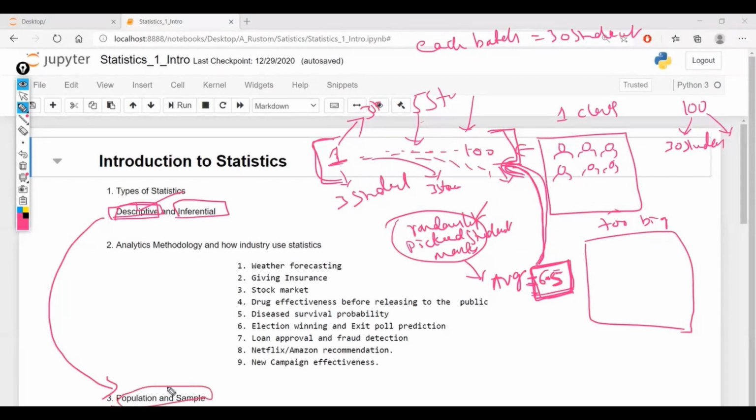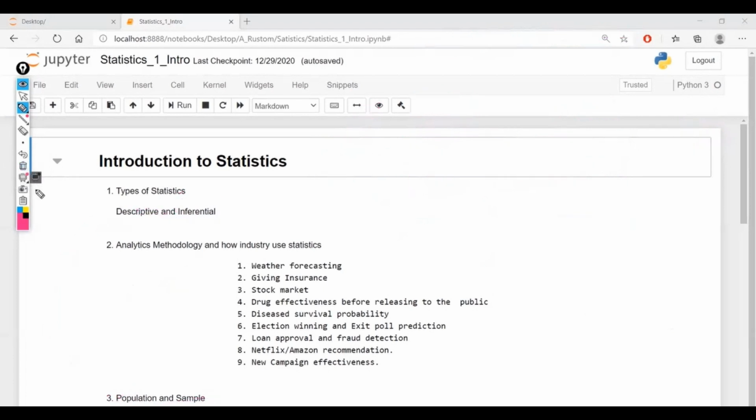So now I will take one more example to explain what a population and a sample are. Then I will come back to the second point. All right, let me take this out. Let's understand the population and sample. Population can be anything. When I say anything, it could be people, it could be a product, it could be anything, right? Let's take one example.